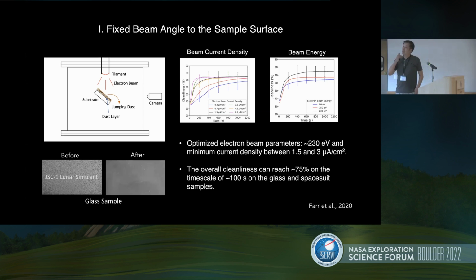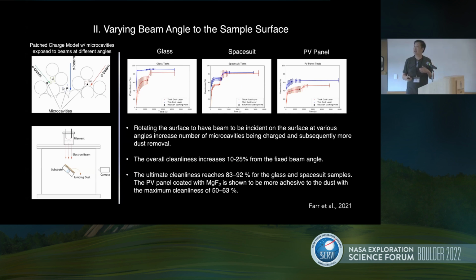Then in a follow-up experiment in 2021, the idea is we need to expose more macrocavities to the beam to increase the cleaning efficiency. On the left, you see the modified patch charge model. You have beams from different angles, because macrocavities are organized in a random way. So you need to have beams coming in at different angles to increase the exposure of the cavities to expel dust.